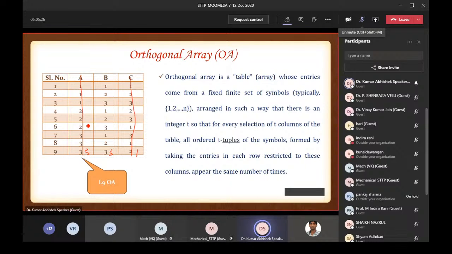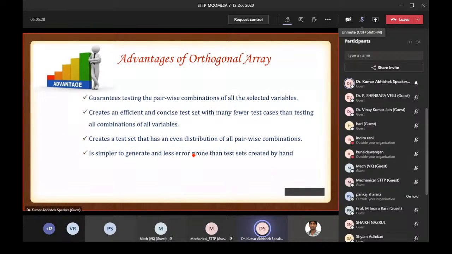So it is simple to generate and less error prone than a test that is created by hand. Actually, if you are using any statistical software such as Minitab or Design of Experiments, you only have to give the number of factors, 3, and the levels, 3, and the whole design of experiment will come. Clear? So in Taguchi, you can easily find this out by hand yourself; you do not need to depend on statistical software. Clear?